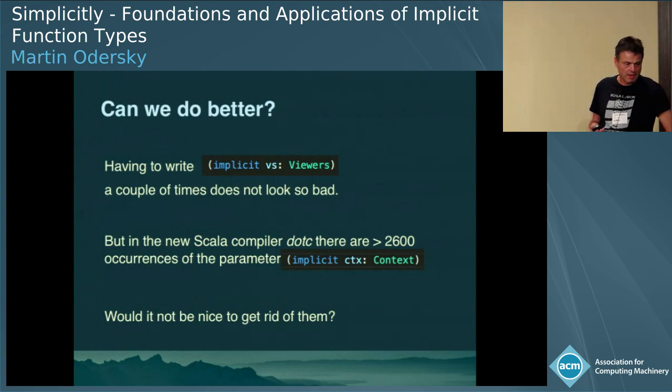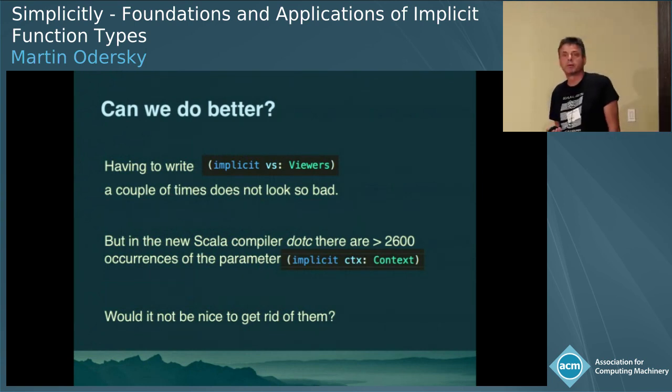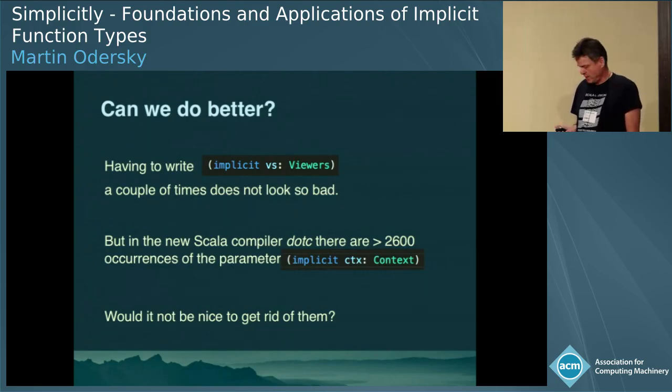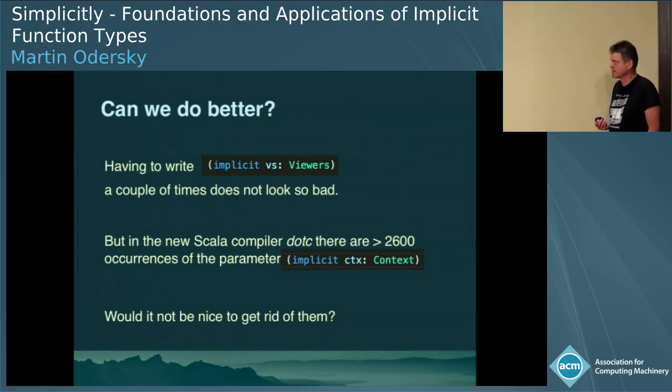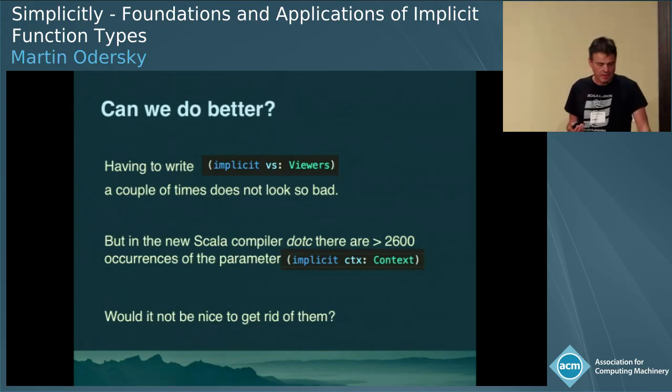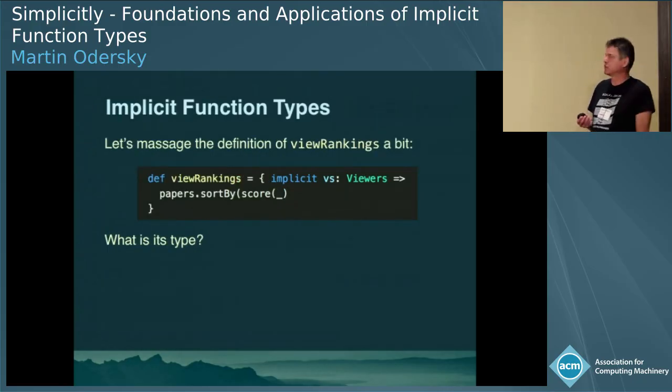But if we want to scale up these things, for instance, to the current or next Scala compiler called dotc, then there we find we have more than 2,600 occurrences of the implicit parameter ctx: Context. Wouldn't it be nice to get rid of them? And in fact, we can, and that's the new thing that I'm describing in this talk. It's called implicit function types.